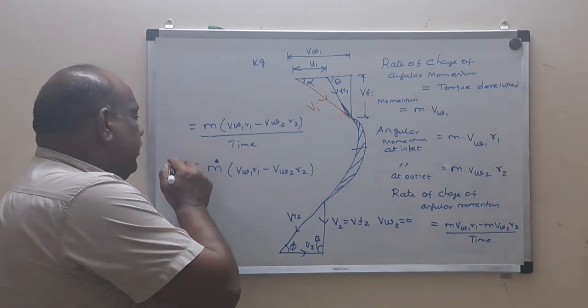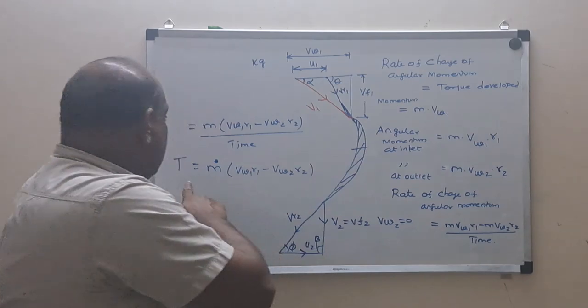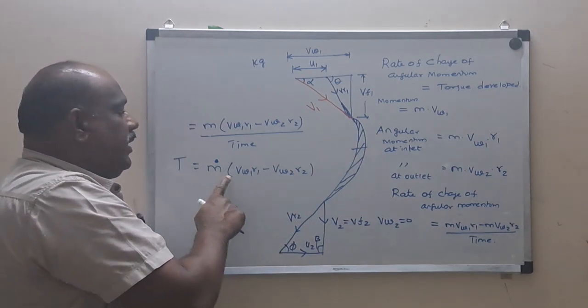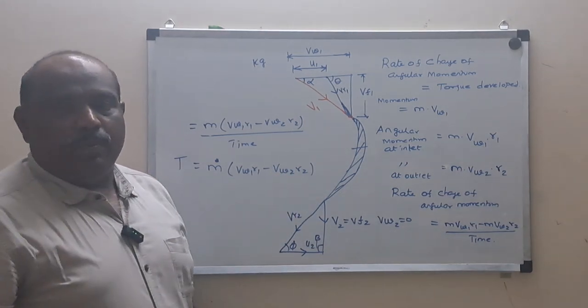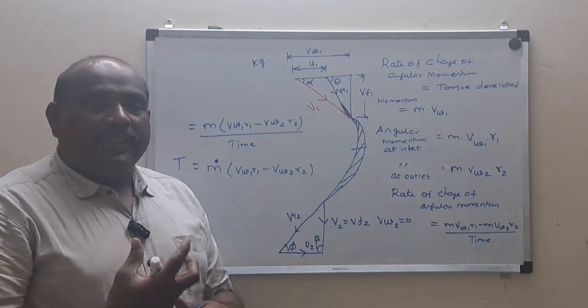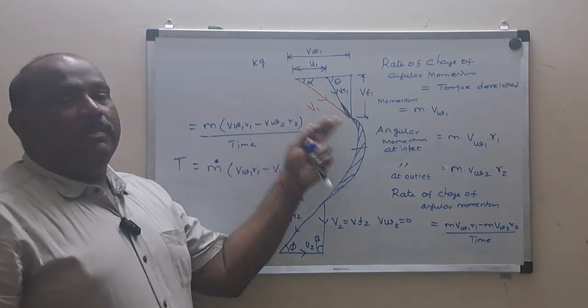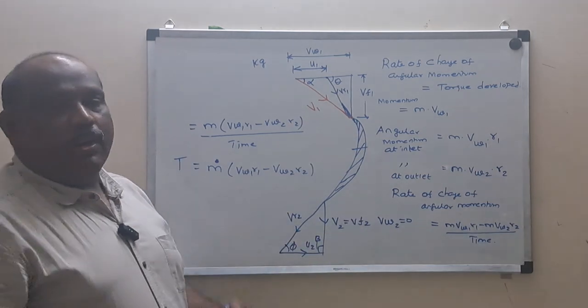So this is nothing but what? The left hand side is the rate of change of angular momentum, which will be equal to the torque developed. So the torque developed will be given by m dot into Vw1 R1 minus Vw2 R2. I hope you got the formula for how much torque will be developed in the impeller because of the hitting of the velocity of the jet. Okay, so this is the formula we got.